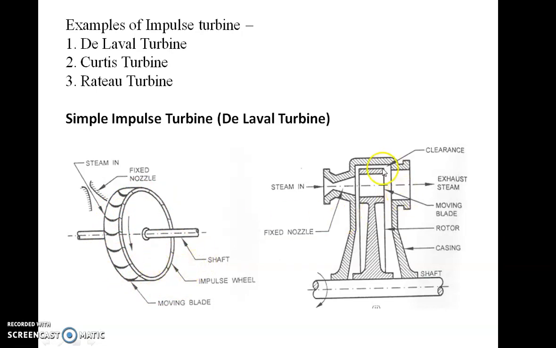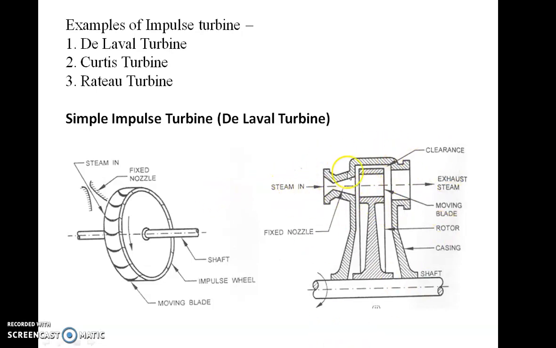Here a cut section is shown on the shaft. If you see the side view, this is a shaft. This hatching is nothing but the casing, and this is a nozzle. This is a convergent divergent nozzle, a fixed nozzle, so it is stationary, and this one is mounted on the shaft. That is called a moving blade. So when you see the cut section, you will see this type of arrangement.